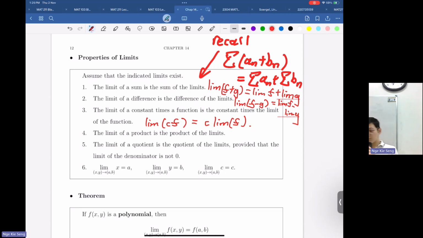The limit of a product is the product of the limits. So the limit of fg equals lim f times lim g. Similarly, we have the quotient: the limit of a quotient is the quotient of the limits. For the quotient, you want to divide, right? So you need to be careful. You cannot divide by zero, so you need the condition that your denominator is not zero.